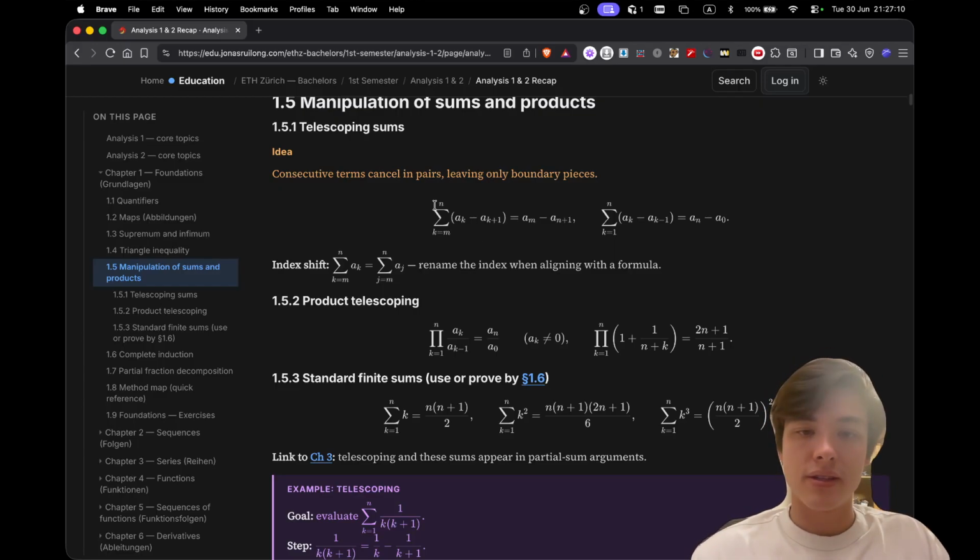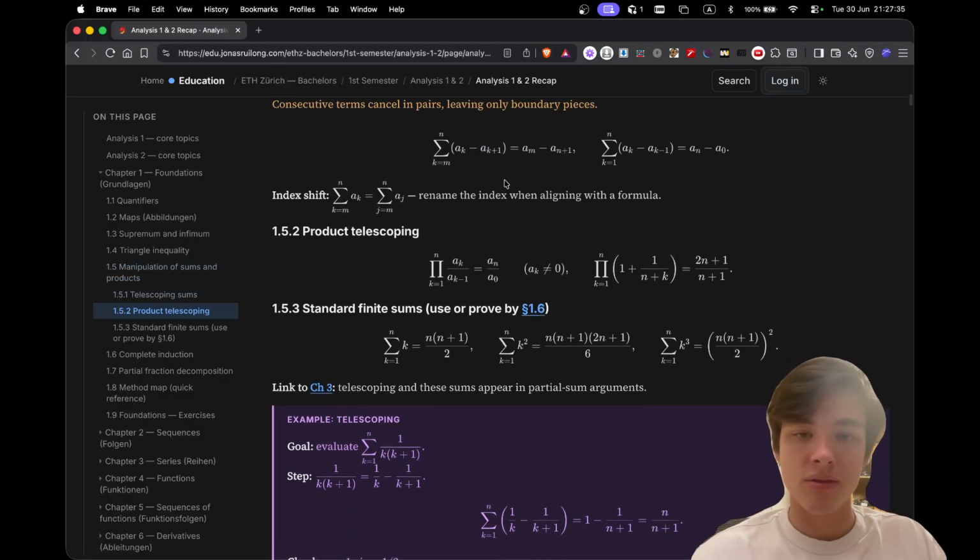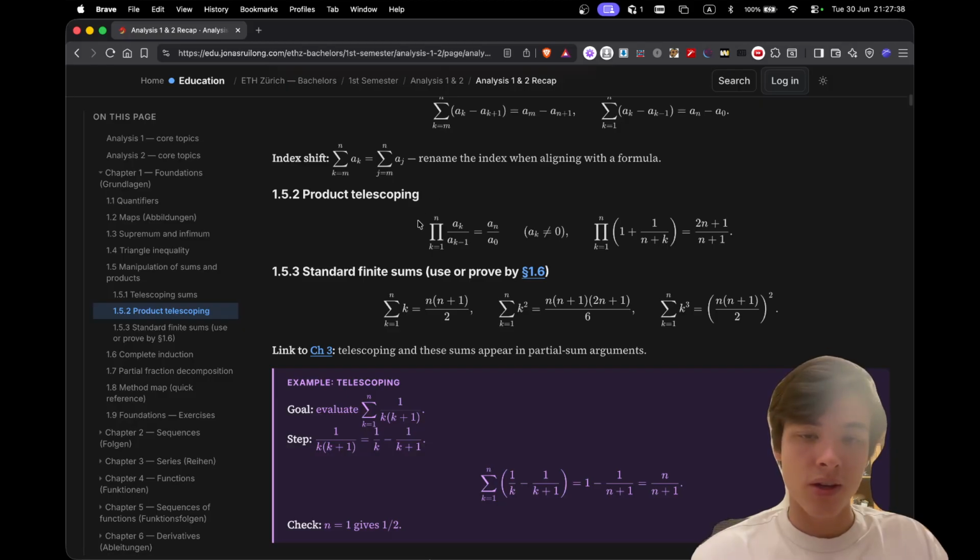So if it starts at m to n, and each term is always minus the one before, then in the end it's just the last value, the largest value, and then the first value, because the rest gets cancelled out when we expand it. Does it show here? No. And for product telescoping, it's similar, because if we multiply, we can again cancel out.